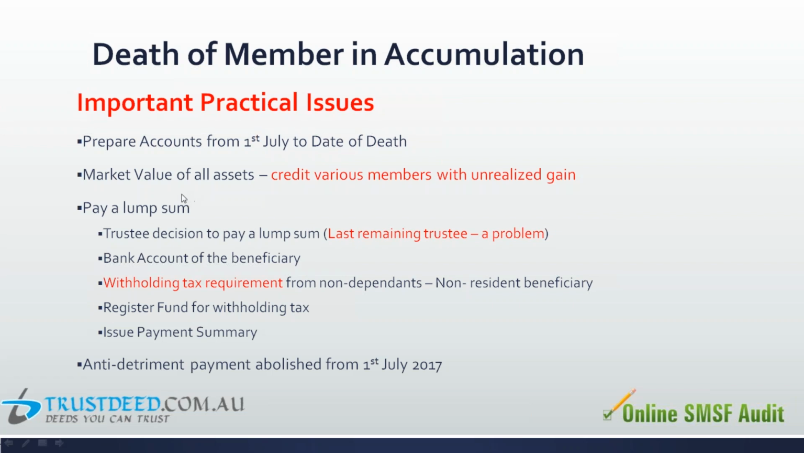So we'll have to prepare the accounts, and we have to credit all the income, realized income and the unrealized income, to the member who has died. Then we have to pay a lump sum. Now, we have decided that we are going to pay a lump sum, not a pension, and that's what the beneficiary wants. So what you have to do is have some sort of minutes that this person has died. Here's the death benefit, here's a death certificate, and the trustees have decided to pay a lump sum. And we found out whether this person is a dependent or a non-dependent, or whether there's a death benefit nomination, a binding one or a non-binding one, and this is what we are trying to do.